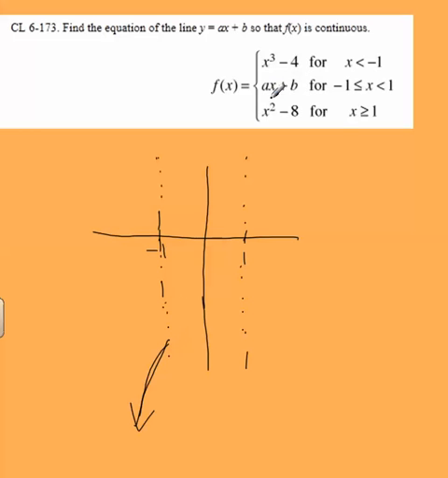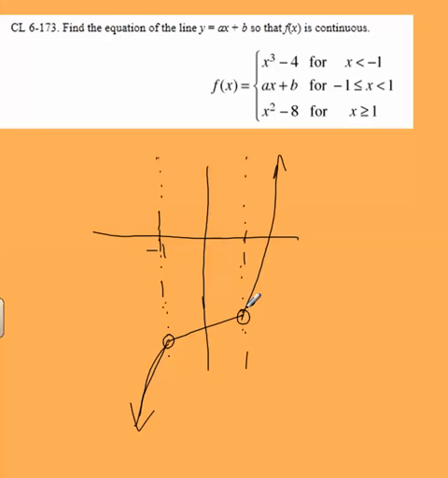Now we have a linear in between. Over here we have an x to the power of 2, a parabola that's moved down 8. So that parabola would have a vertex here at -8, and it's something like this. So the only part that exists is over here. Now the question is, what line will make this continuous? So I need something that's going to connect here to here. So basically I need to know exactly what is this spot and exactly what is this spot.